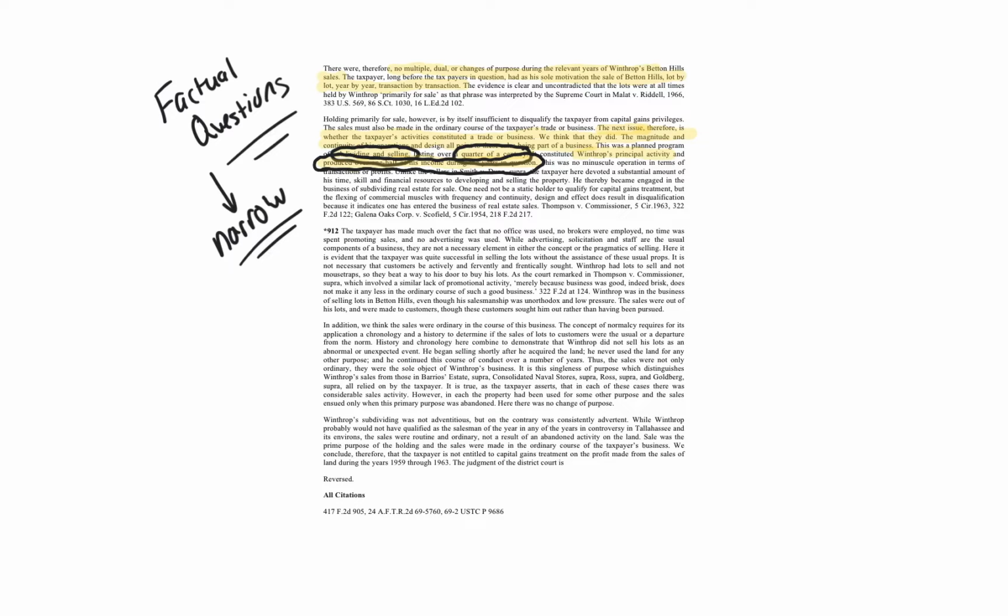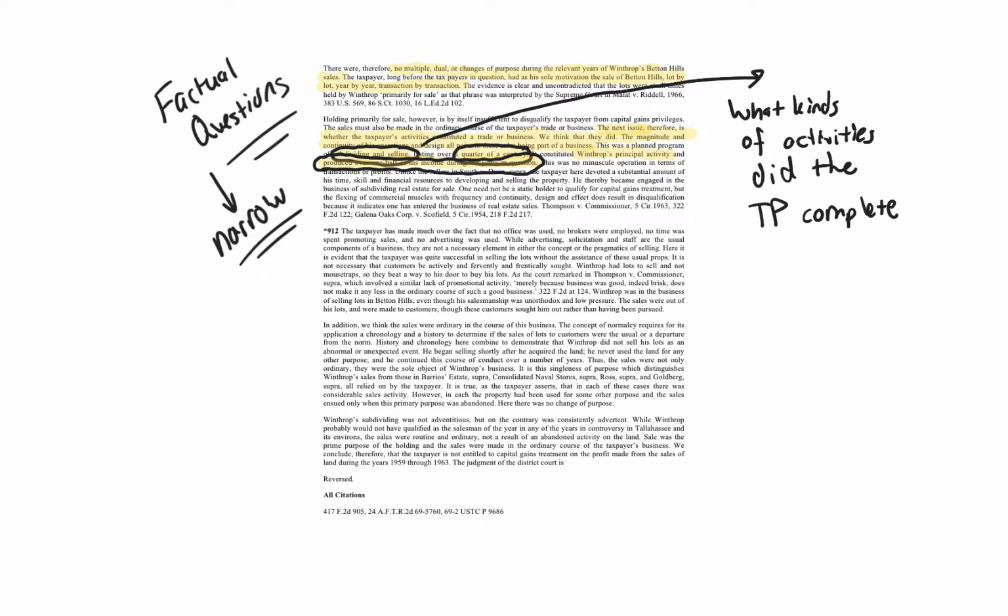So what I'm doing here is I'm creating questions from this. For example, this could be a question: what kinds of activities did the taxpayer, I should say did, right? Because we're looking at completed facts. Did the taxpayer complete, and maybe provide some examples, subdividing property, installing utilities, survey, we saw that one. And there are many others that we can think of as well, but you get the idea.